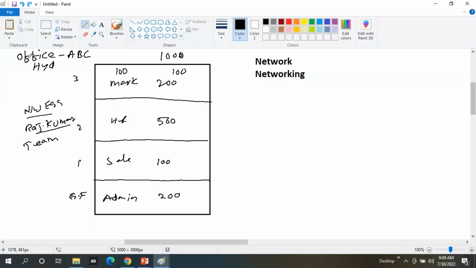Based upon the requirement and Office ABC policies, as per Office ABC policy, the marketing department should not communicate with HR. HR should not communicate with sales, but marketing should communicate to admin. HR should communicate with admin, based upon Office ABC policies and each department's requirement. We need to support them actually.